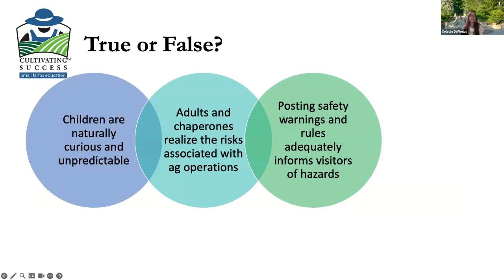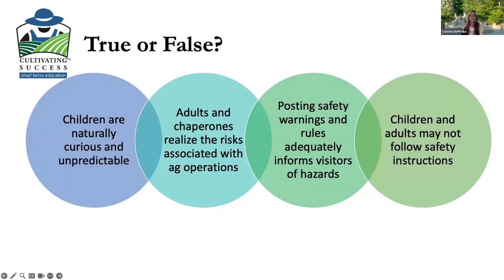3, posting warnings and rules adequately informs visitors of hazards. And 4, children and adults may not follow safety instructions. Okay, true. Children are naturally curious and unpredictable.